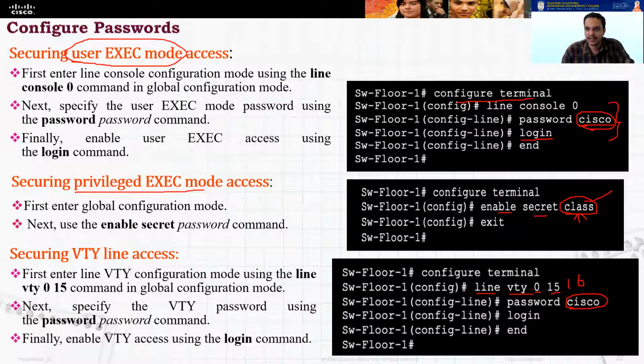Say for the first 4 virtual lines, I want to type class 1. For the remaining 4, I want to type class 2. For the last 4, I want to type class 3. You can do it. You can simply change the number here. Line VTY 0 to 4, password class 1, login. Line VTY 5 to 10, password class 1, enter login.